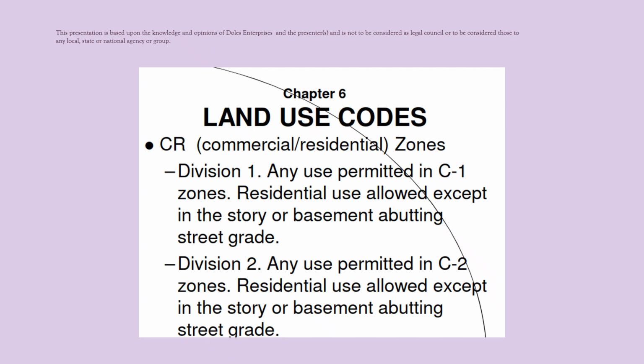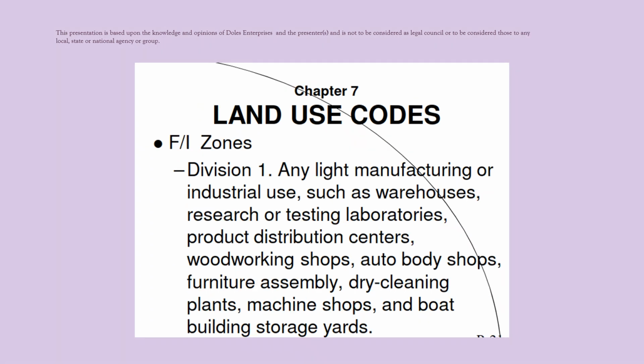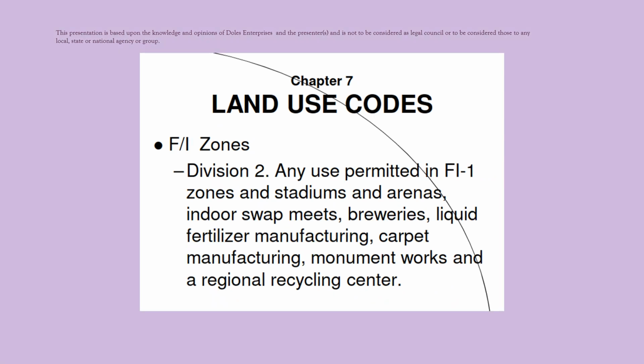CR zones, as the name would imply, is the zone where residential uses are permitted. In factory industrial zones, there are no minimum lot area or maximum density requirements for any of the 3 divisions listed. With the exception of accessory towers, satellite dishes, and similar structures, the maximum building height in an F1 division is 60 feet.